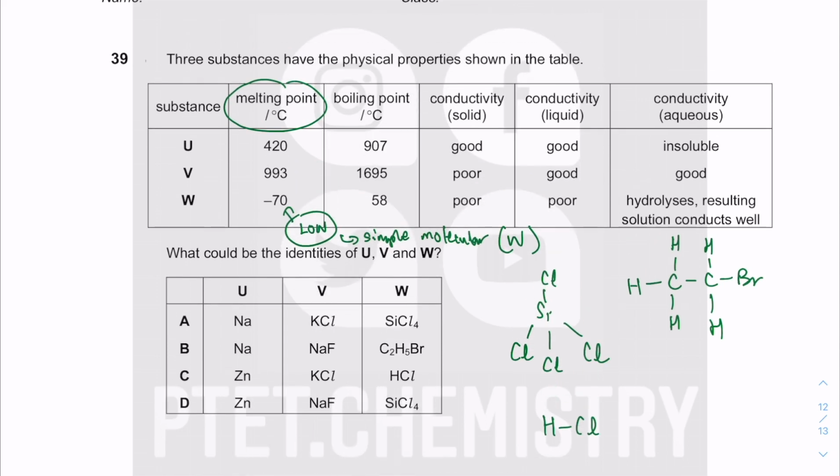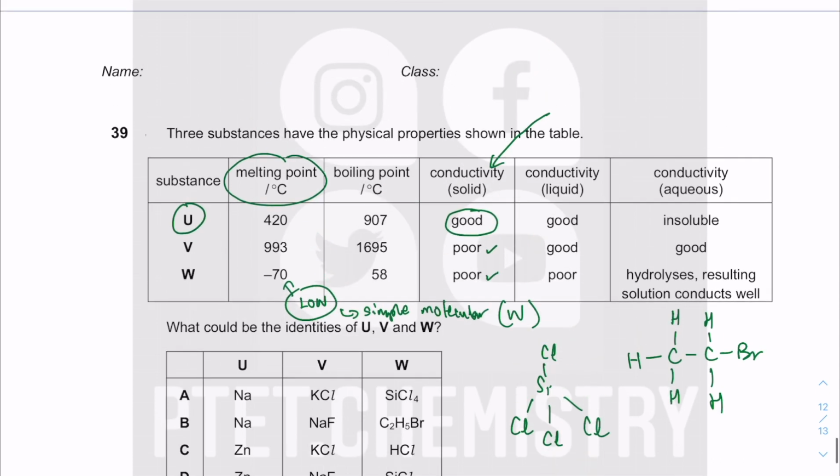Alright? Look at conductivity. Conductivity as a solid: poor and poor. And this one is good. So it conducts electricity when it's solid. But this is not graphite, because graphite would melt around 4000 degrees Celsius, way higher. I don't know the exact value, but it's around 4000 something. Graphite is one of those giant molecular structures that conducts. Other than that, it must be metal. Therefore, it must be metal.